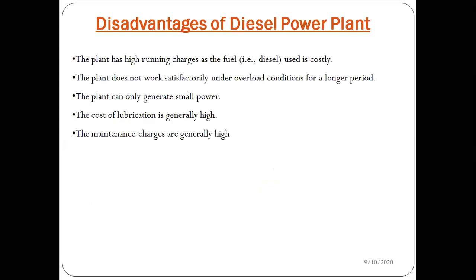Now, there are certain disadvantages. The main disadvantage, which I have already told you, is that the fuel we use for the generation of electricity is diesel, and this diesel is very costly in nature. Second, the plant does not work satisfactorily under overload condition for a long period. The plant can generate only a small power. The cost of lubrication is very high. The maintenance charges are also very high. So these are certain disadvantages of this diesel power plant.